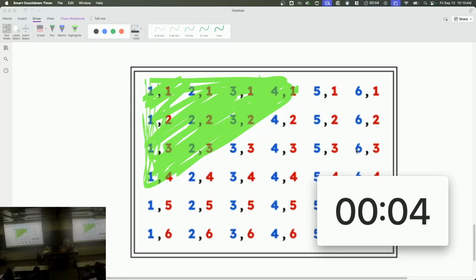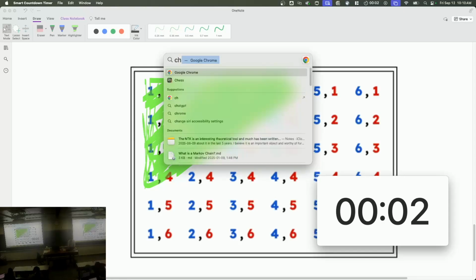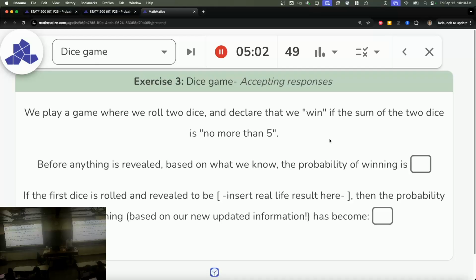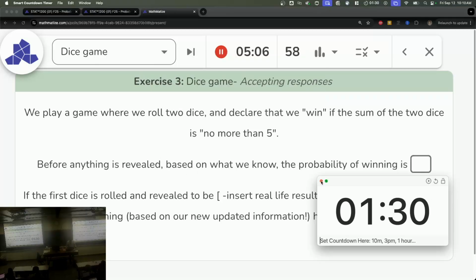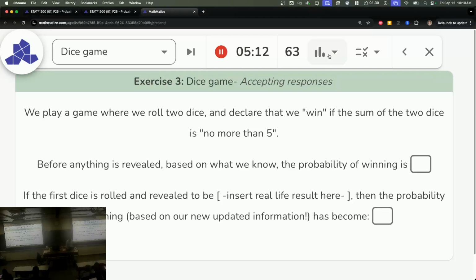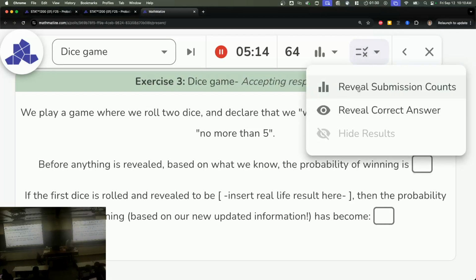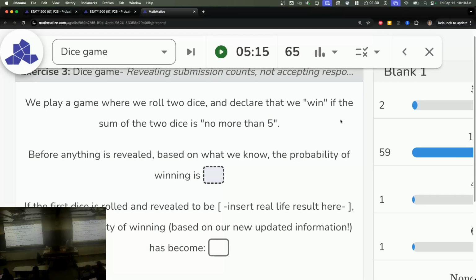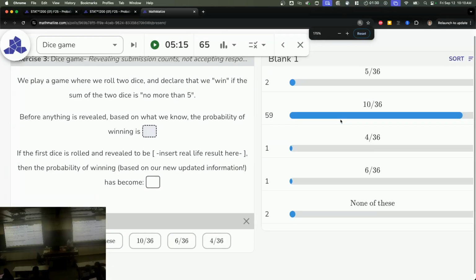Okay, 5 more seconds. Okay. So we played the dice game. We rolled a 3 on the first dice. What is the chance we're going to win? Well, what was the chance we were going to win beforehand? What did people say for this one? Most people said 10 out of 36, which is the perfectly correct answer.